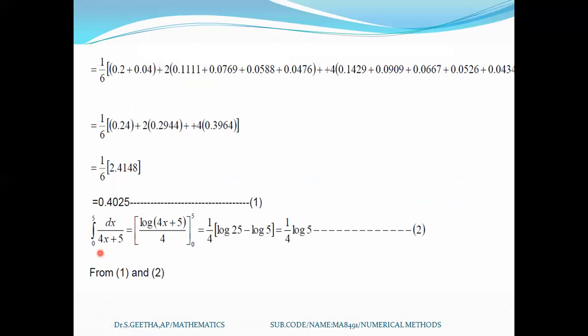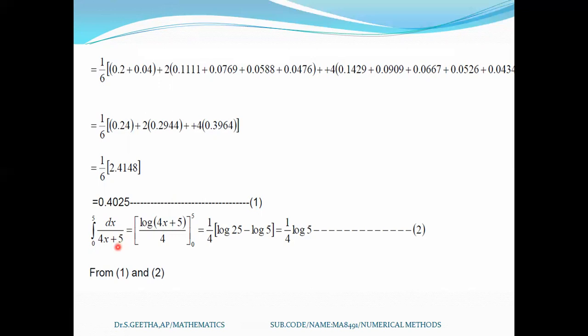Okay. Integral from 0 to 5 of dx by 4x plus 5 is equal to log of 4x plus 5 by 4, with limits 0 to 5. Here we use the formula integral dx by x is equal to log x. What is the derivative of the denominator? 4 dx. So we multiply and divide by 4.